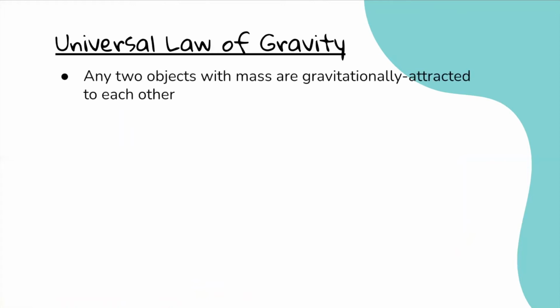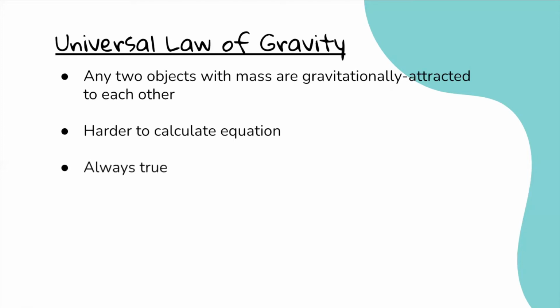This law states that any two objects with mass are gravitationally attracted to each other. However, this is a harder equation to use than just calculating the product of mass times field. You should use this if you can't use the other one first. The nice thing about it is it's always true. So if you're concerned about trying to figure out which equation to use, at least you know that this one always works, while the local law of gravity only works if you're close enough to the surface of the planet.